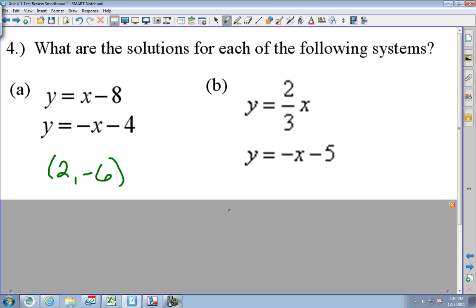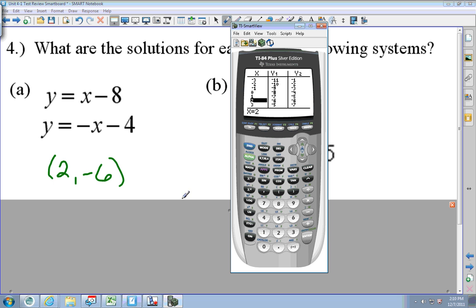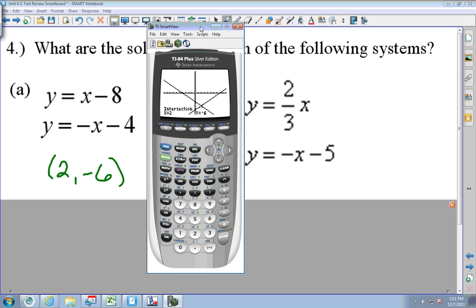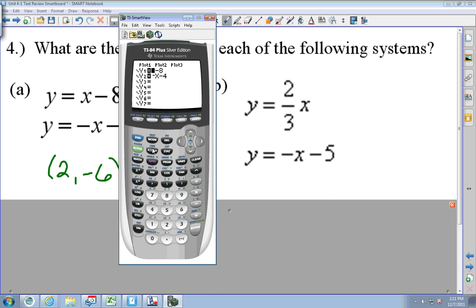Now, another way that you can do this is to, after you put them into y1 and y2, press second, the trace button, 5 for intersect. Let the lines graph first before you touch anything else. Make sure you see on the screen the two lines crossing. Then press enter 3 times. Right there, (2, -6).